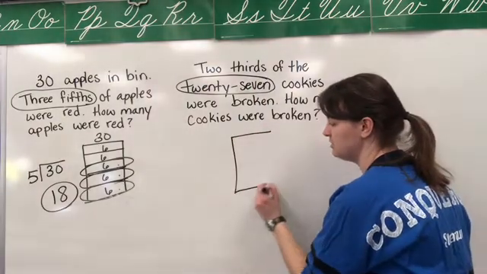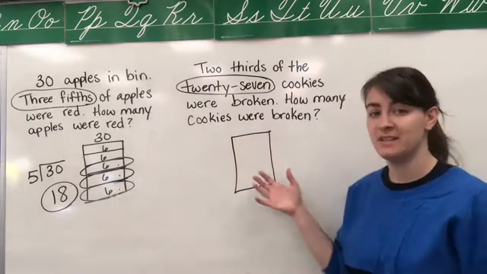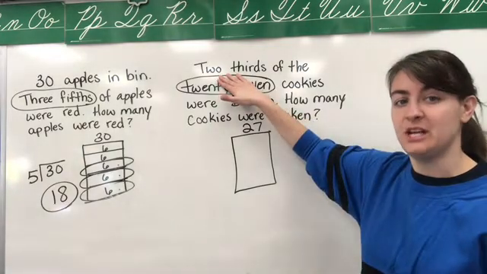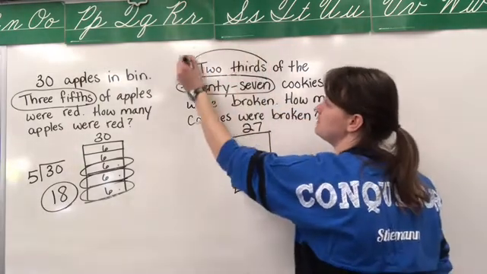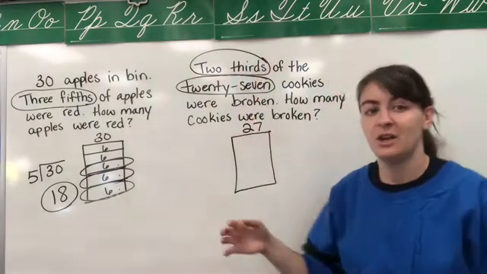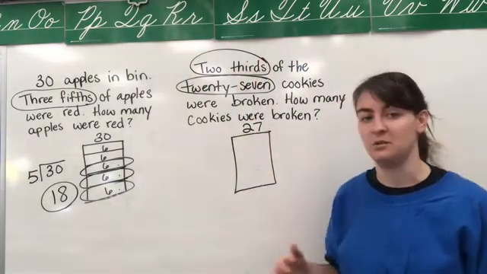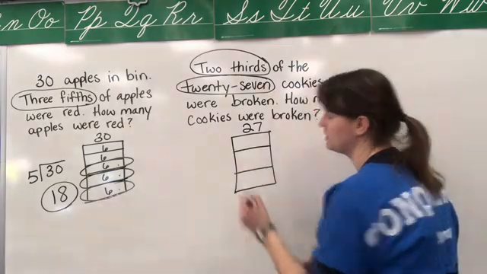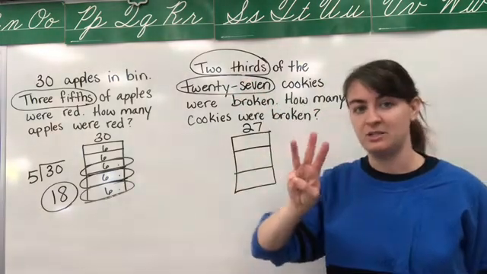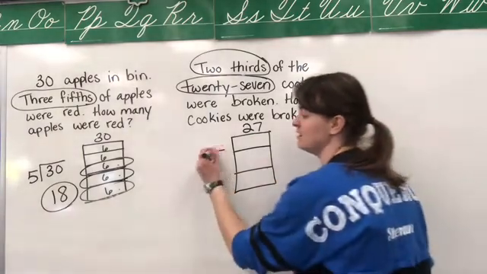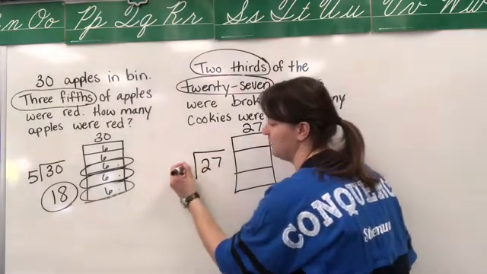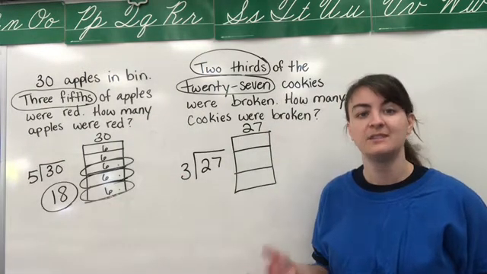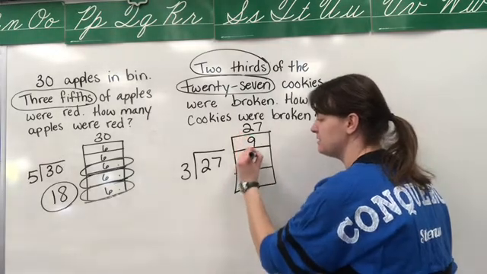So once again, I'm going to illustrate this problem out. I've got 27 total cookies, so 27. And I see up here my fraction number says 2/3. So once again, I'm going to focus in on this part. 2/3. So what do I need to divide my 27 cookies into? How many parts? That's right, 3, because of my word thirds. Thirds is equivalent to 3. So I divide it into 3 parts. And how many cookies then are going to be in each part? What is 27 divided by 3? That's right, 9. So there are 9 cookies in each part.